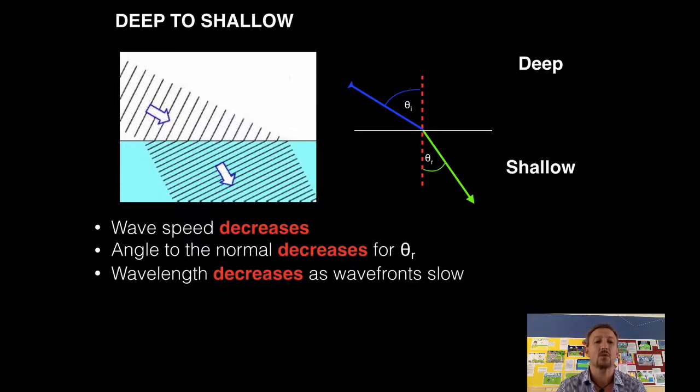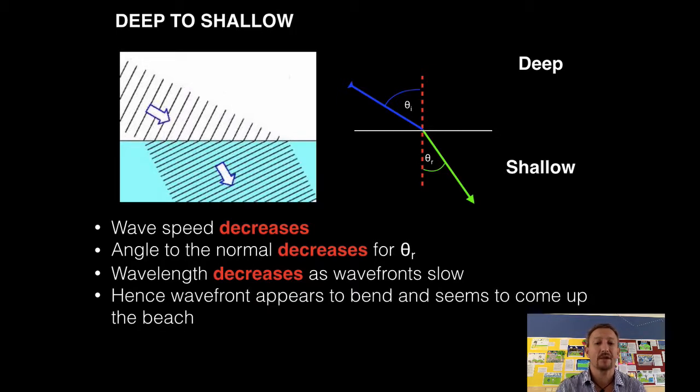And we also see that the wavelength decreases as the wavefront slows. But remember that the frequency will remain constant because the decrease in wavelength is directly related to the change in speed. If it slows down, you'll get the same number of waves per second. And as a result, what we notice is that the wavefront seems to bend and come up the beach, even though out to sea it's coming at an angle.